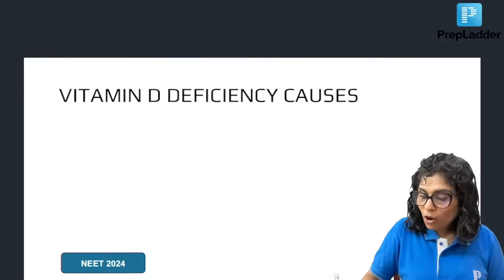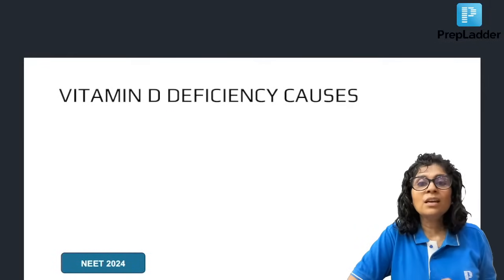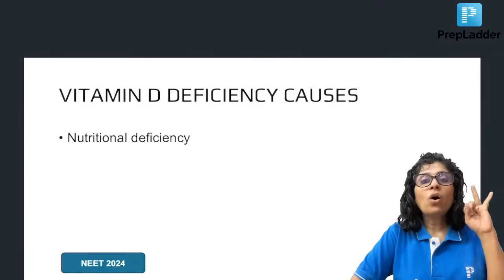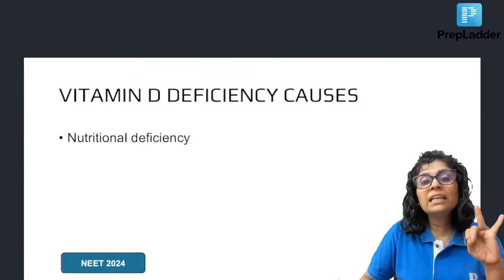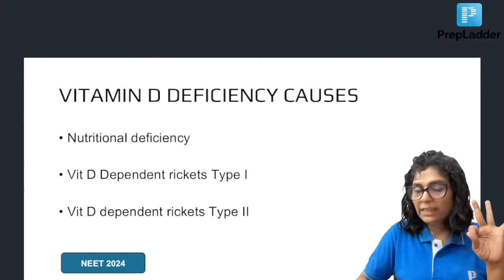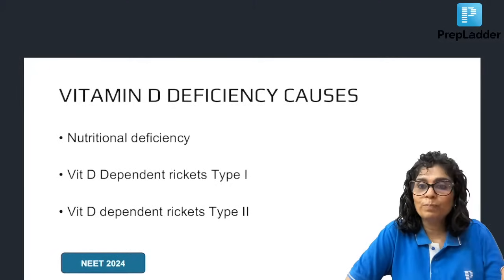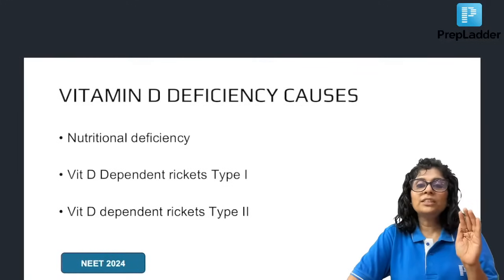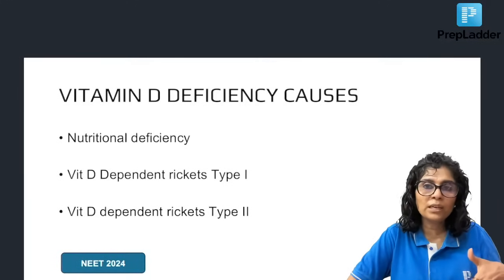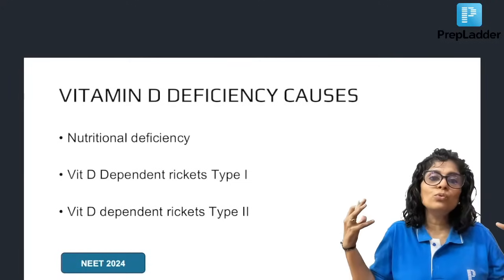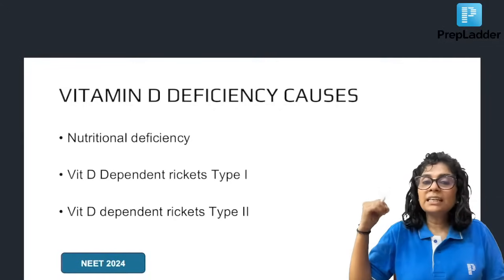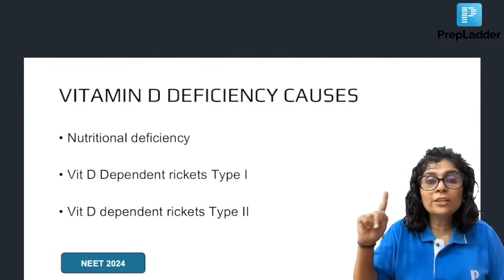Now, what are the causes of vitamin D deficiency? Obviously, it is either nutritional vitamin D deficiency, or vitamin D dependent rickets type 1, or vitamin D dependent rickets type 2. Nutritional deficiency is self-explanatory. The person has not taken vitamin D properly or has not been exposed to sunlight. That is nutritional deficiency. Now, what is vitamin D dependent rickets type 1 due to?